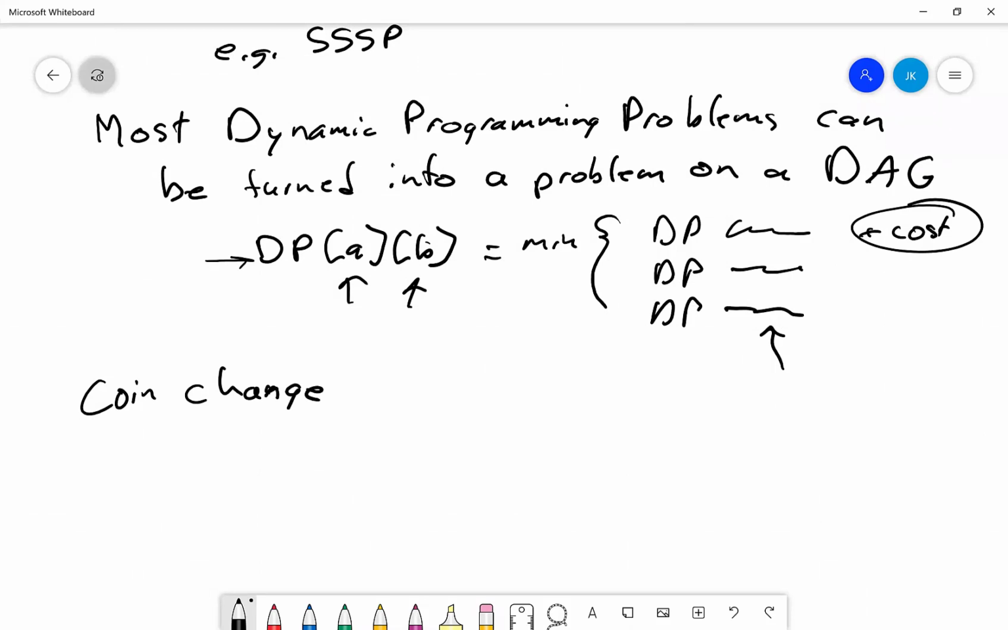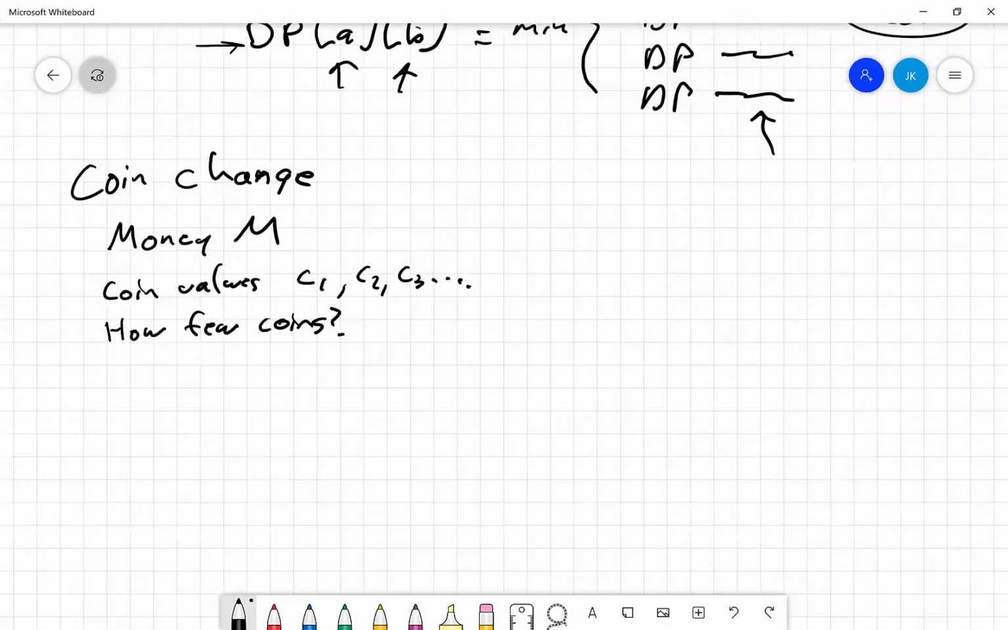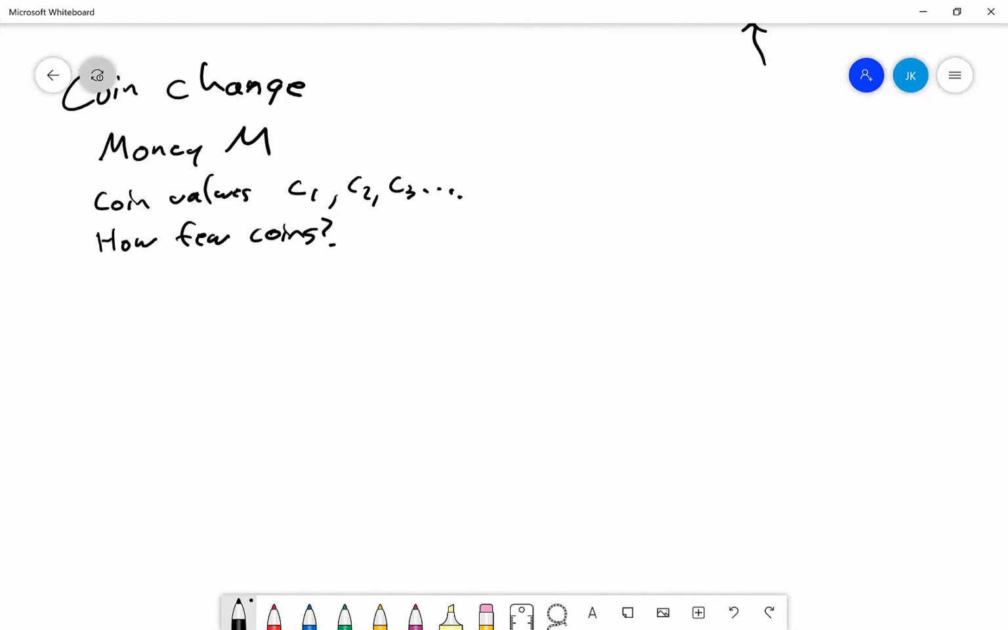Okay, so if you remember, the coin change problem is when you have a certain amount of money. So you have money M, and you have coin values C1, C2, C3, and so on, right? Okay, and you want to find how few coins are needed. Okay, so if I want to write this now as a graph problem, we've talked about the DP example. I have a video about it. I would encourage you to watch the video of it if you're having difficulty with dynamic programming, because it's one of the classic problems.